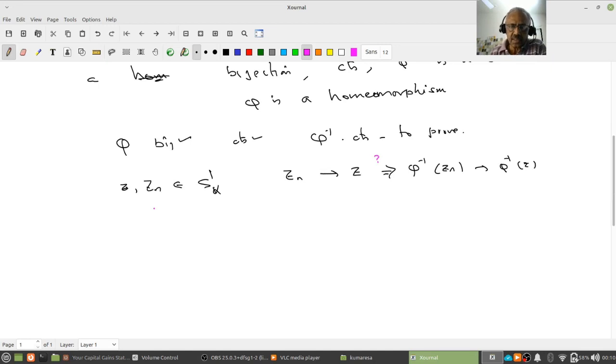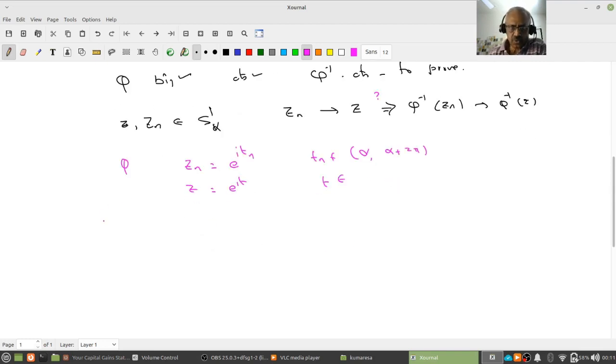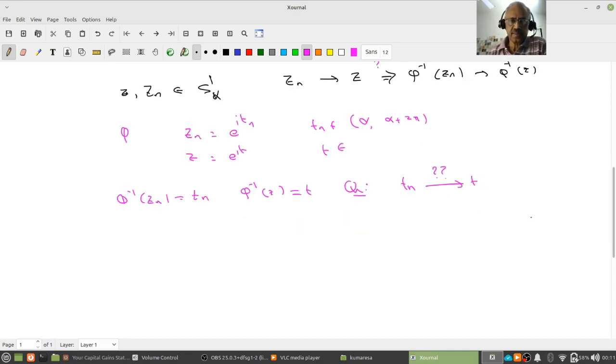Now remember, since phi is a bijection, Zn is e power i Tn, where Tn lies in alpha to alpha plus 2 pi, and Z is also e power i t, where t also lies here. So what is phi inverse of Zn? Phi inverse of Zn is by definition Tn, and phi inverse of Z is t. Therefore the question is, does Tn converge to t? This is the question; we have to prove that. Make sure you understand this. Pause, review, proceed.